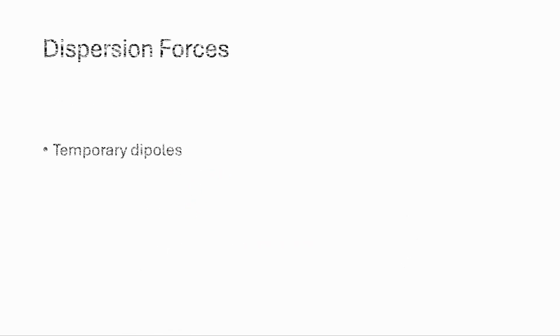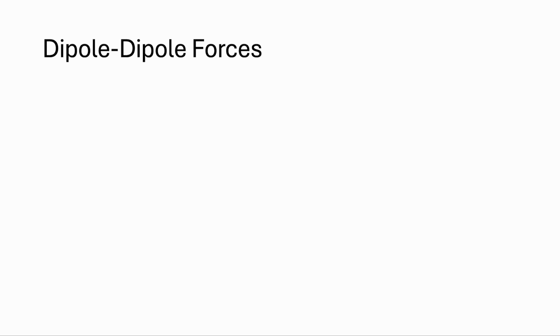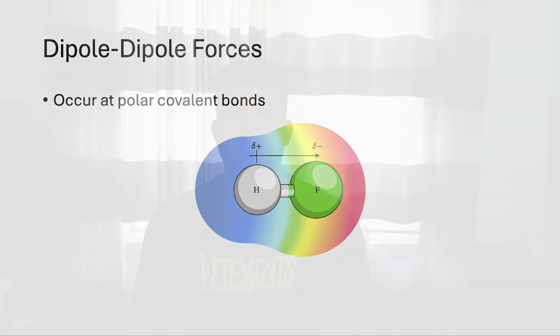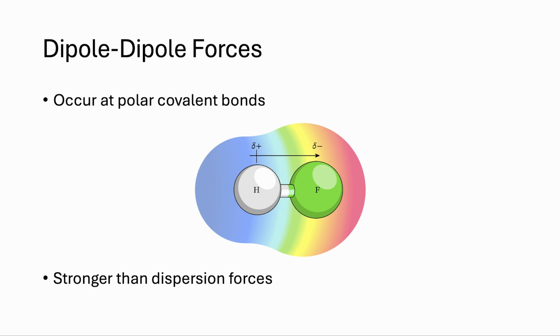The next force are dipole-dipole forces. These are similar in concept to dispersion forces, but occur exclusively at polar covalent bonds. At a polar bond, some of the electron density will be favored to one side of a bond, forming a partial charge at that element. This charge is much stronger and lasts a lot longer than the charges caused by dispersion forces. Therefore, dipole-dipole interactions are stronger than dispersion forces.